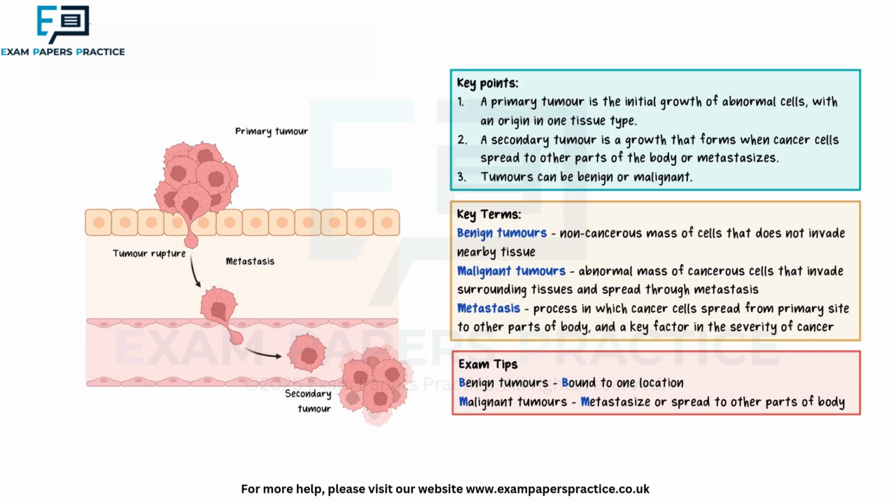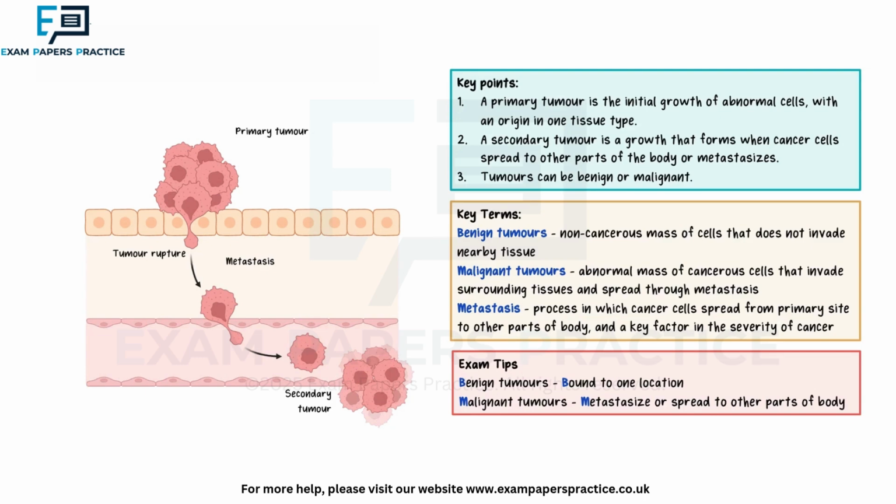This tumor is classified as malignant because it has the ability to metastasize. This means it can spread from one location to other parts of the body. This is a characteristic of cancer. In contrast, benign tumors do not metastasize.